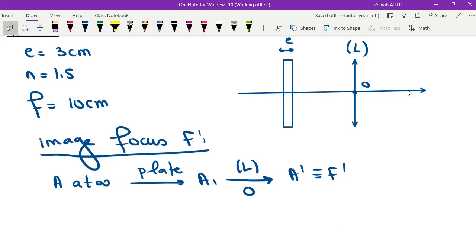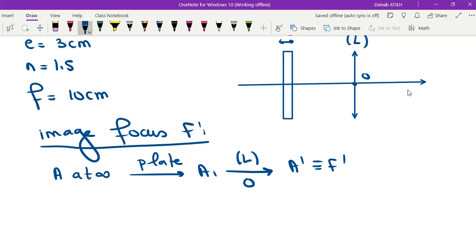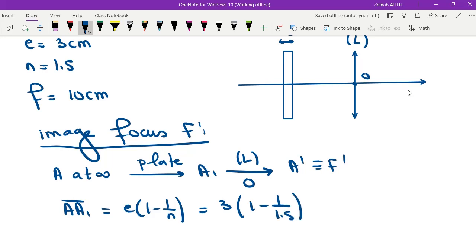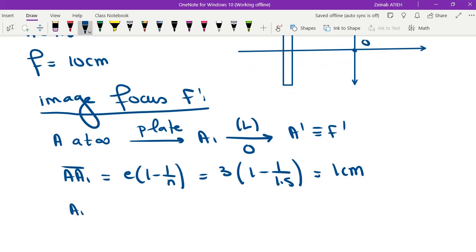Okay, so if anyone is working fine, AA1 equals E times (1 minus 1 over N), where N is 1.5, so we get 3 times (1 minus 1 over 1.5), which gives 1 centimeter. So if A is at infinity, A1 is the image of A but shifted by 1 centimeter. So if A is at infinity, surely A1 is at infinity. Okay, so A1 is also at infinity, because the distance between A1 and A is only 1 centimeter and A is at infinity, so A1 is also at infinity.